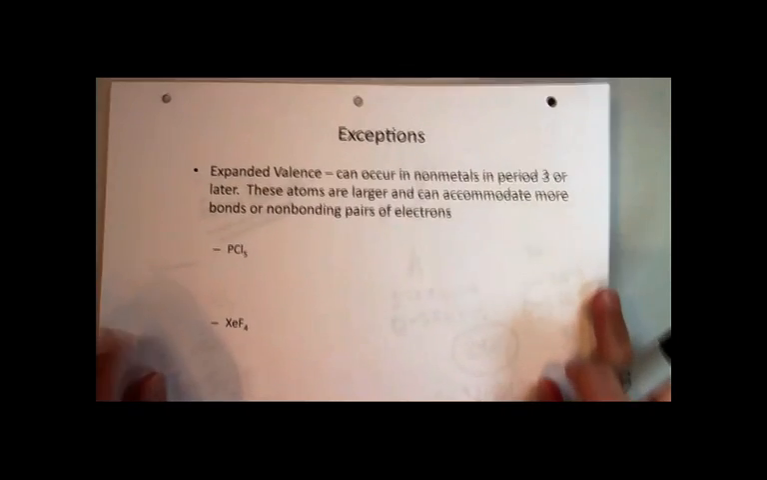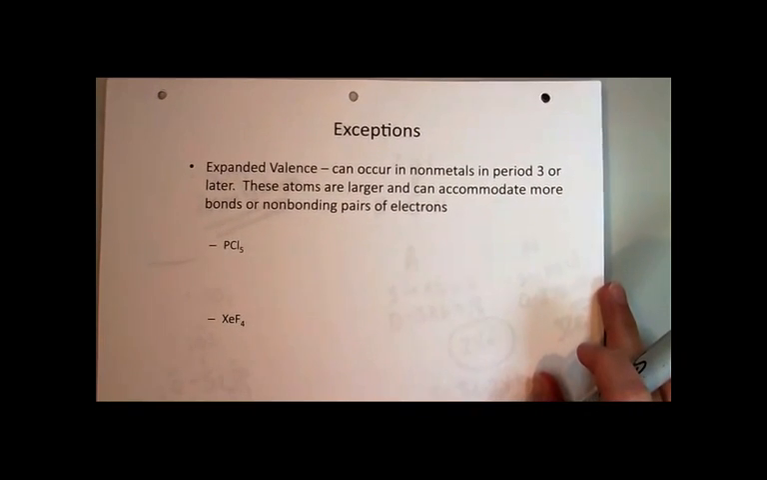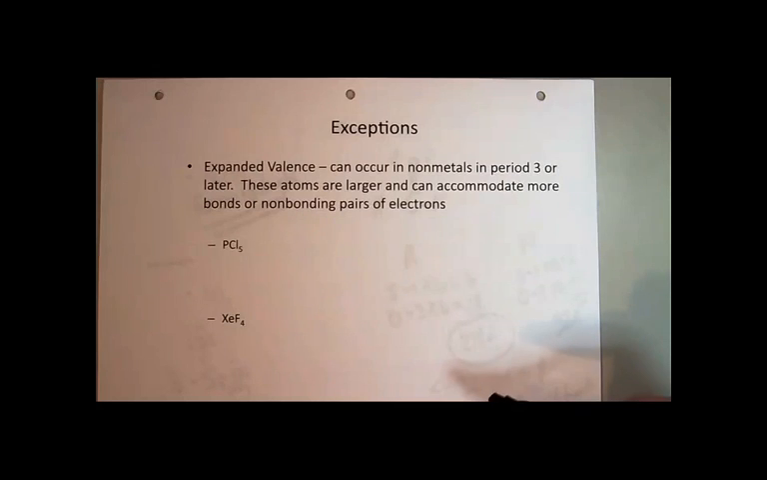Now, there's a couple exceptions I need to tell you about, and one exception is something called expanded valence. This can occur in nonmetals that are forming covalent compounds in period 3 or later. Period 3, remember, is like the third row of the periodic table, and the farther down you go on the rows, the larger the sphere is around that atom.